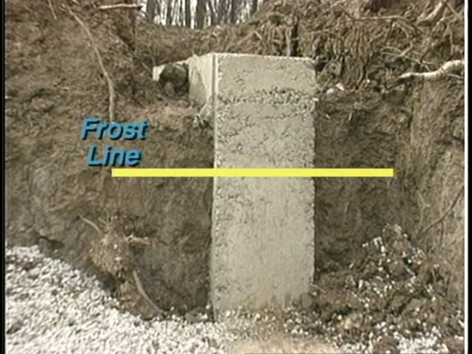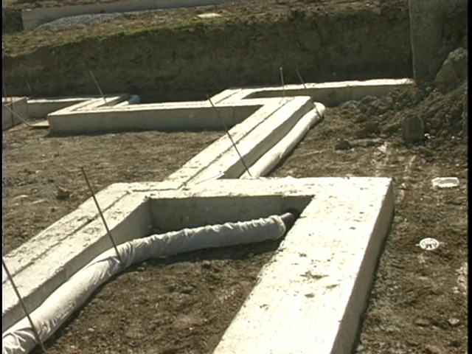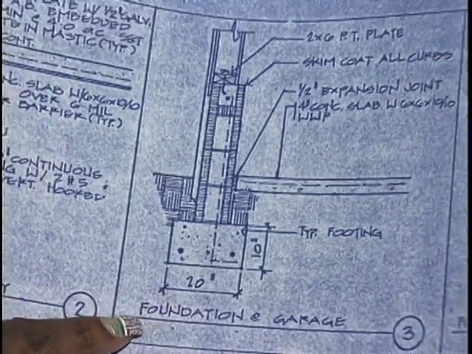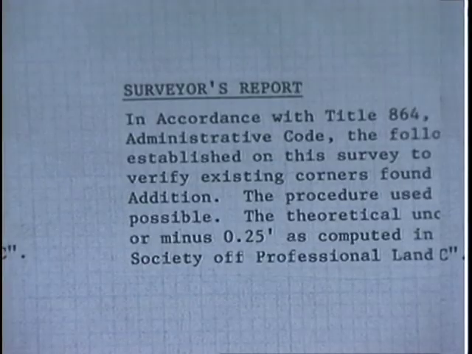The moisture in the soil above the frost line can freeze and expand. If footings are set too shallow, this will force the foundation upward, causing cracks and serious structural damage. Local building codes usually detail these requirements.